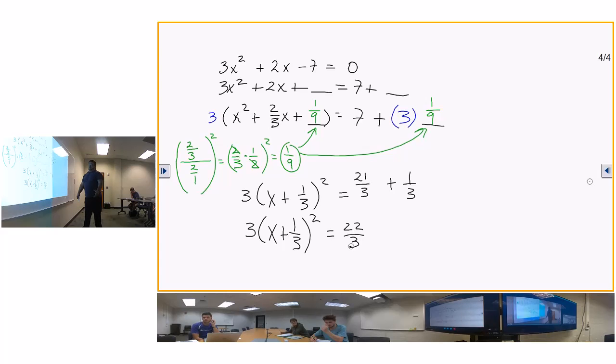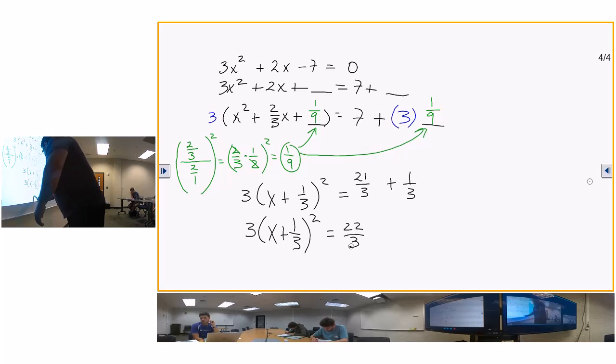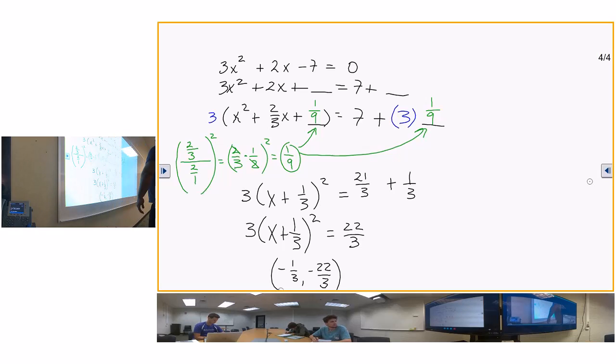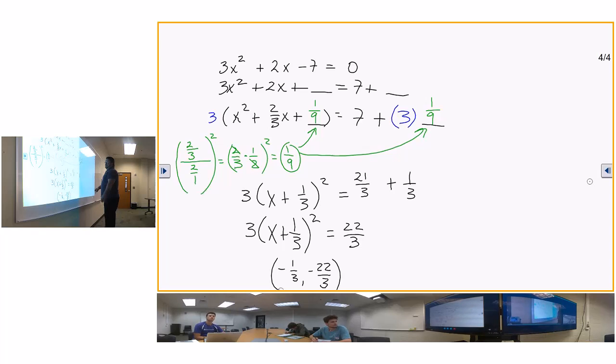So, what's your vertex? Write your vertex. That's negative 1/3 and negative 22/3. That's your vertex. So now we're going to solve.